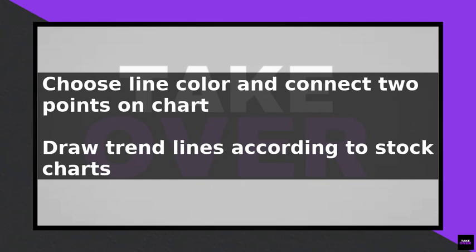Select the Trendline tool to draw a line connecting 2 points on the chart that represent support and resistance levels. Simply click on the icon, choose a line color, and connect the 2 points.